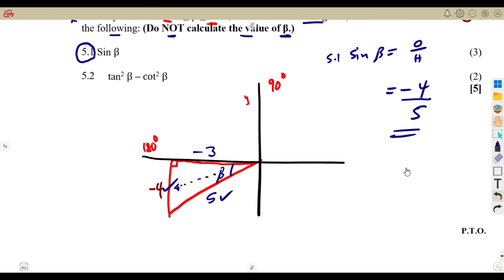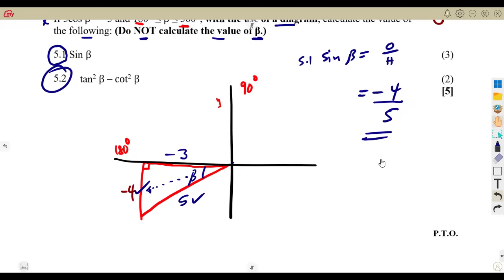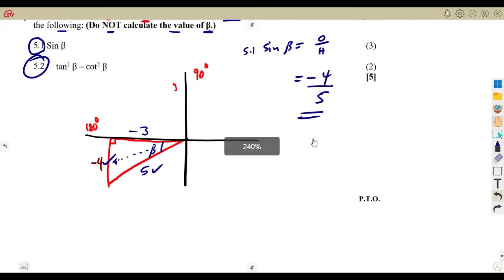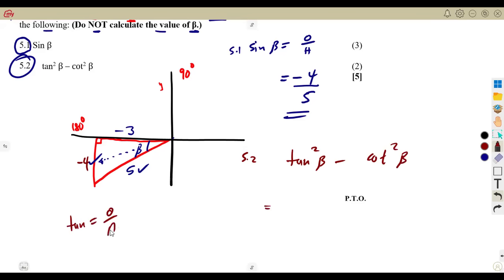Then on the other question, they want you to find tan squared beta minus cot squared beta. Let's save it here as 5.2. So tan squared beta minus cot squared beta. Remember, tan is equal to what? Opposite over adjacent, from our SOHCAHTOA.